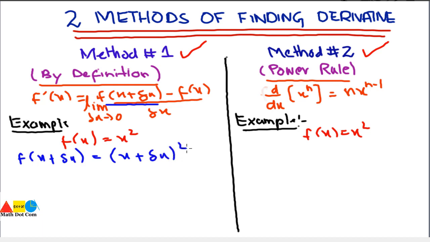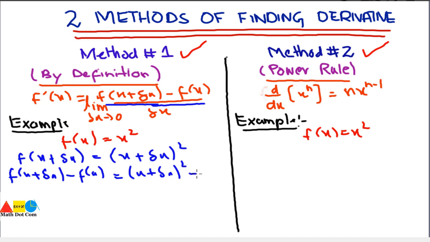Now we have to write this all in the form of f of x plus del x minus f of x, as according to the formula. You have to make all the arrangements according to the formula. So I'll write x plus del x whole square as it is, and then minus f of x. F of x is x square. Then we have to divide it by del x as it is given here. So divide it by del x, and I'll write del x.